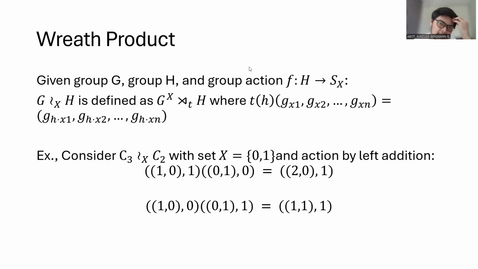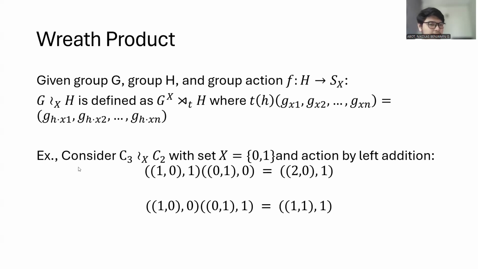Lastly, for one more product that can define the structure of a group, we define a wreath product, where given a group G, a group H, and a group action of H on some set X, we define the wreath product of G and H with respect to the action on X as the semi-direct product of the direct product of G with itself indexed by X, that is, a direct product of n copies of G, where n is the size of X, indexed by the elements of X, semi-directed with H, where the homomorphism from H to the automorphism group of this acts by letting H permute the coordinates of this direct product based on its action on X.